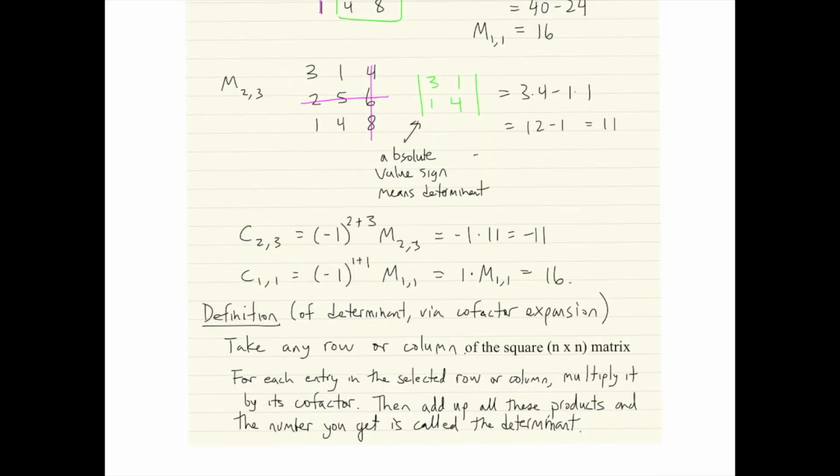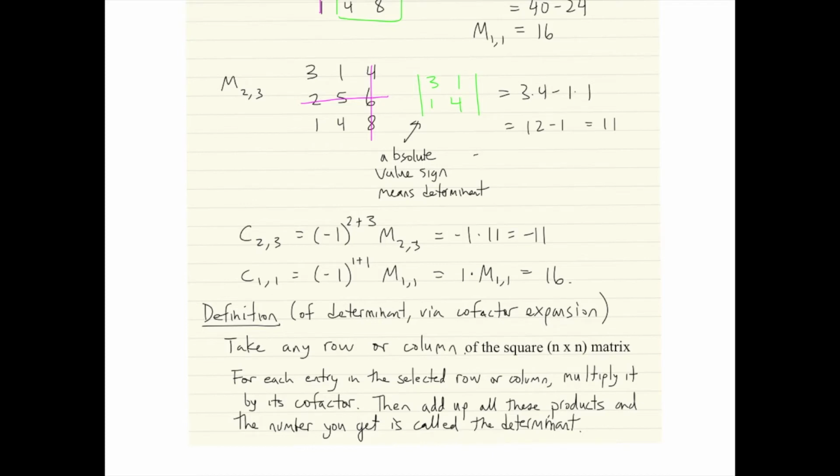Now finally, with all those slightly strange definitions out of the way, we can define what the determinant of a square matrix, an n by n matrix, is. Here's the process. You take any row or any column, and for each entry in that selected row or column, multiply it by its cofactor, and then add up these products. There's going to be n of them, and the number you get is called the determinant.